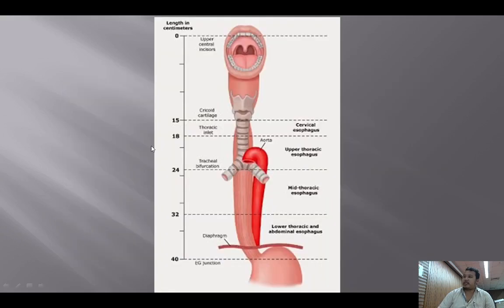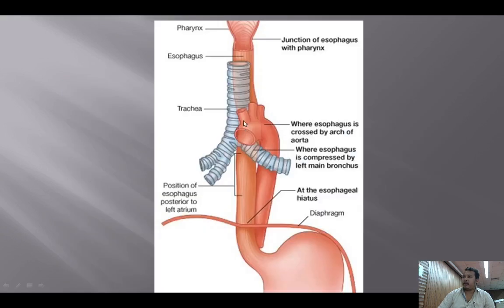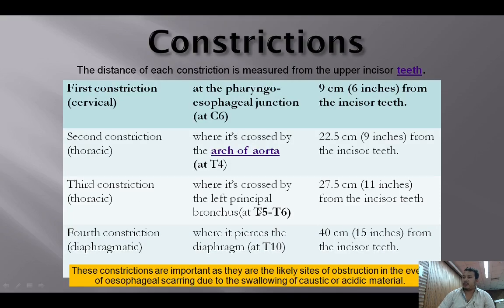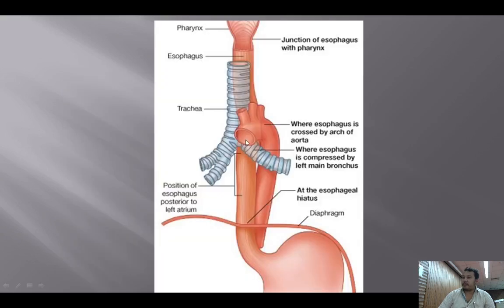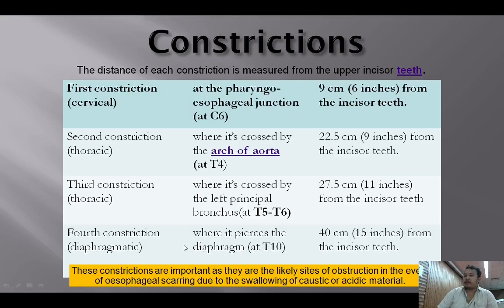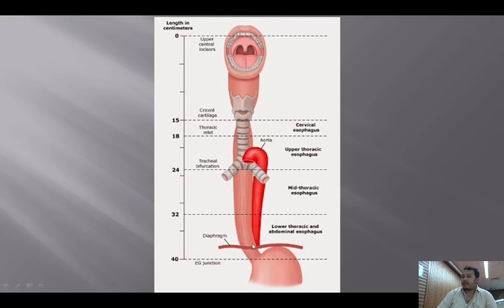The second constriction is where it is crossed by the abdominal aorta. So when the aorta, or the arch of aorta, is crossing the esophagus, it will have the second constriction. The third constriction is when it is crossed by the left principal bronchus. This principal bronchus crosses the esophagus, presses upon it and makes the third constriction. And the fourth constriction is by the diaphragm. At the diaphragm as it crosses, it has the fourth constriction.